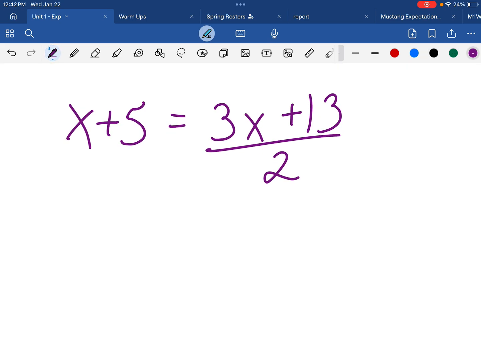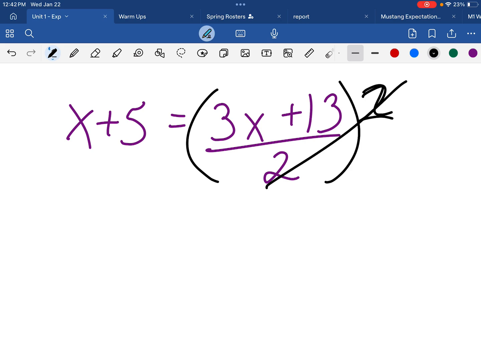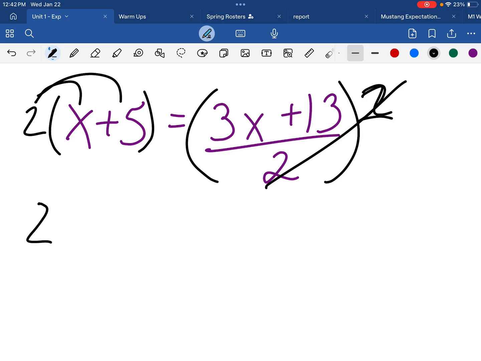So we got kind of a lot going on here. First thing I want to do is to get rid of that fraction. So we're going to multiply by 2. That'll get rid of it. Okay? Then right here, I have to multiply by 2. Now we see those parentheses. Those parentheses typically tell us to multiply or to distribute. So we'll have 2x plus 2 times 5 is 10 equals 3x plus 13.